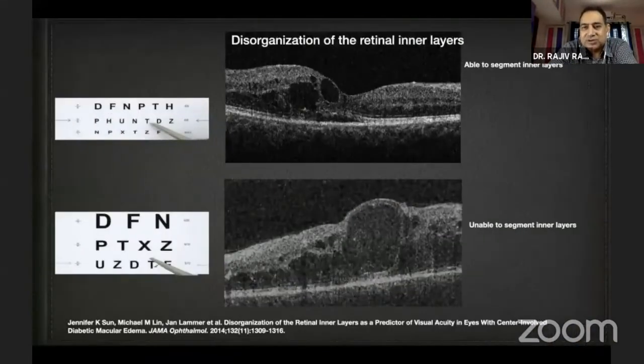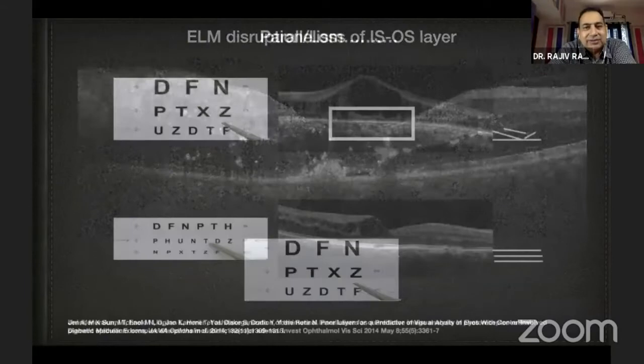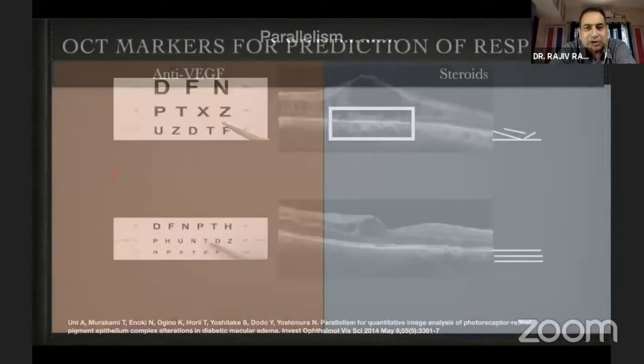And qualitatively, you try to look for markers of vision gain and markers of response. There are a lot of markers, but two of them have already been shown. One is the disorganization of the inner retinal layers, when you are unable to segment the inner layers, which is a marker for visual gain. Another marker is the ELM disruption or loss of the ISOS layers. These two are very consistent markers. If you find this, even after resolution of macular edema, the vision may not improve. The same thing, parallelism, has already been spoken about.